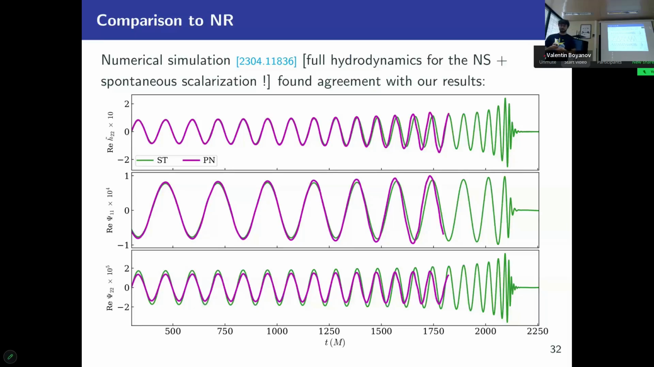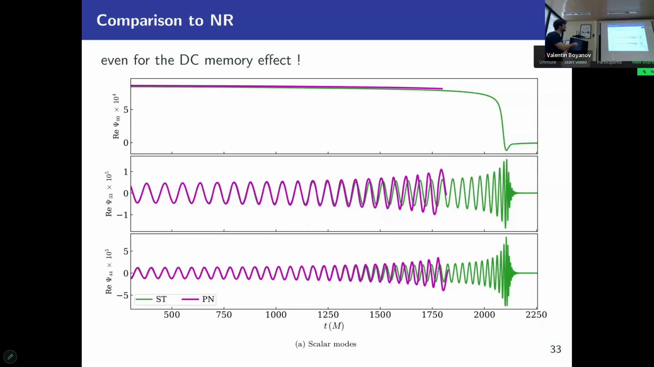And recently, there have been some numerical simulations by Sujung Ma, Vijay Verma, Leo Stein, and other people. Basically, I think they used SpECTRE, with full hydrodynamics for the neutron stars, maximizing spontaneous scalarization, whatever. And they got pretty good results. So in green is the NR curve, and in purple is our predictions, and they're in pretty good agreement. You have a little discrepancy here, but actually, if you chuck the highest PN order, you recover agreement. So you can imagine that it's this oscillatory PN behavior where you add a half order and it will be good again, and it even works well for the DC memory effect. So that was pretty nice.